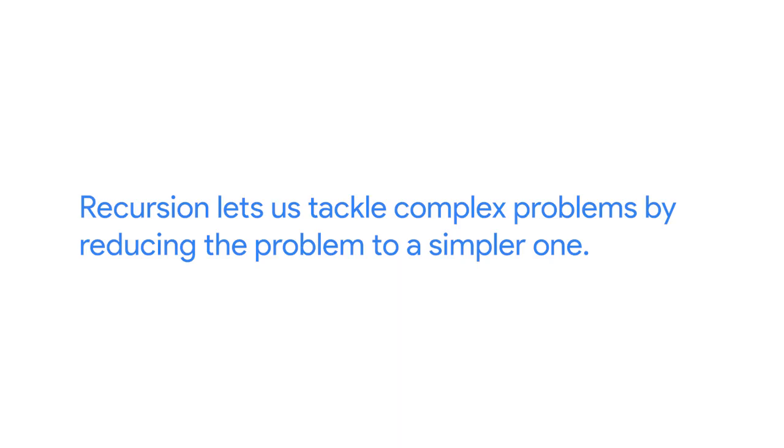Have you ever played with a Russian nesting doll? They're a great visual example of recursion. Each doll has a smaller doll inside it. When you open up the doll to find the smaller one inside, you keep going until you reach the smallest doll, which can't be opened. Recursion lets us tackle complex problems by reducing the problem to a simpler one.